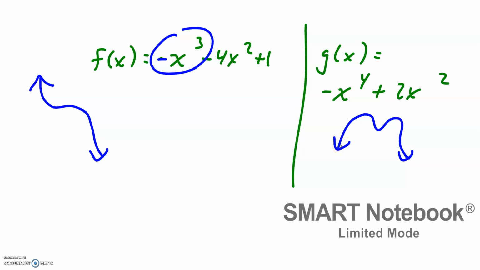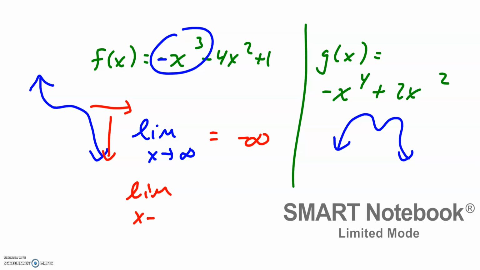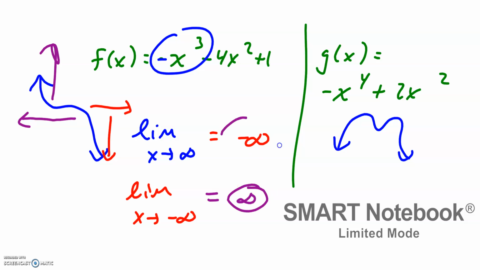So if I asked you what the limits were on these, I would really suggest you drawing a picture first and then looking to see what happens. So if I asked you what is the limit as x is approaching infinity of this function, as x is going towards infinity, the y value is going down. So this answer would be negative infinity. And if I asked you the limit as x is approaching negative infinity, that means as you're going to the left, the graph is going upwards. So that means that the answer to this would be positive infinity.